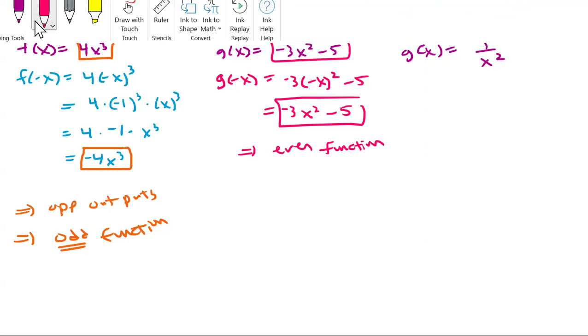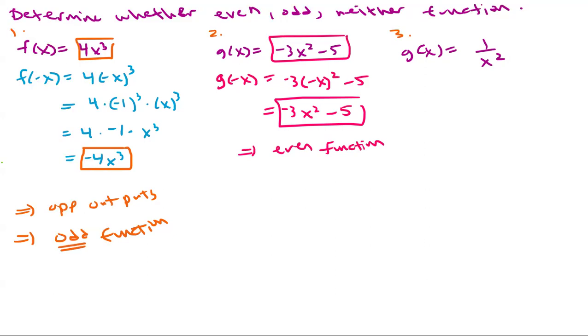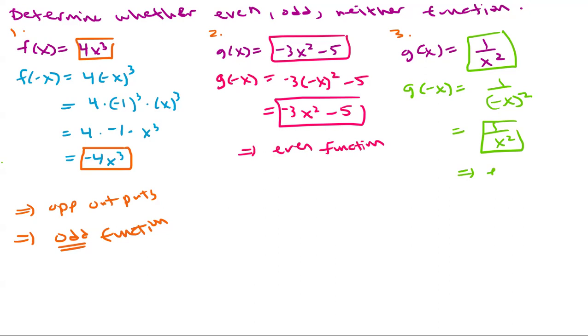Okay, so then we're going to do exactly the same thing for this one. So I'm going to plug in the negative x. So that'll be 1 over negative x squared. And so negative x squared is just going to be a positive x squared. So that'll be 1 over x squared. So again, I look at my original function and I look at the output after I replace x with negative x, and I still get the same output. So this one as well is an even function.